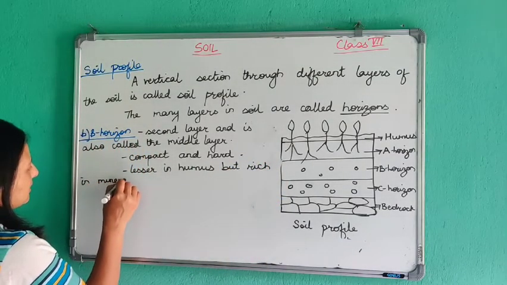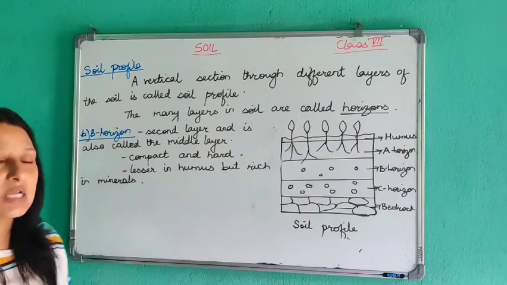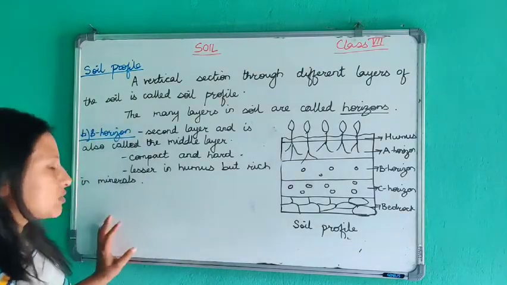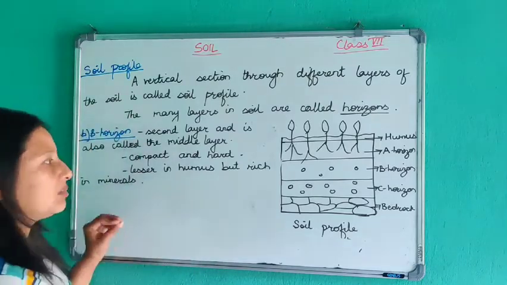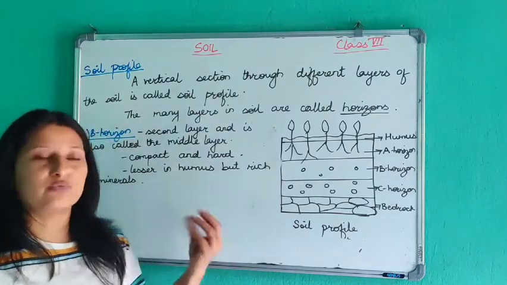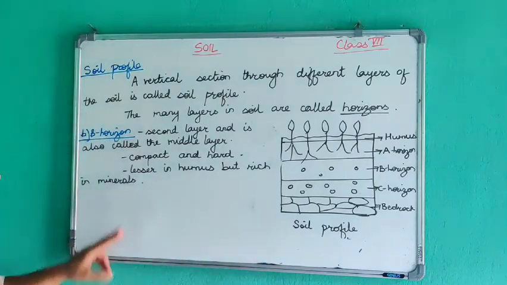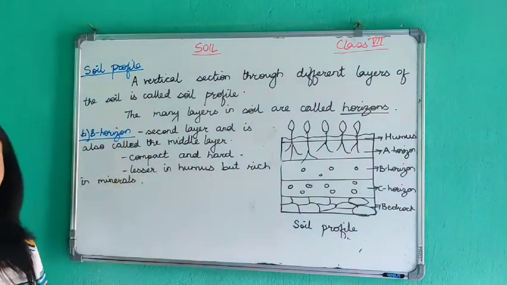Minerals are the substances that are required by plants. For example, calcium, phosphorus, यो सबै minerals हो plants लाई चाहिन्छ. जसरी हामीलाई carbohydrate, protein चाहिन्छ, त्यसैगरी plants लाई त्यस्तो calcium, phosphorus, nitrogen चाहिन्छ. That is minerals. So it contains more minerals.